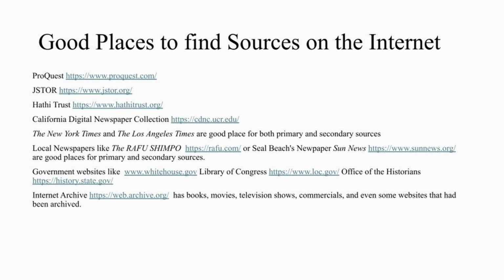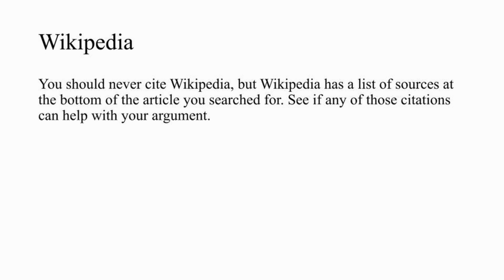Internet Archive is a great place because it has books, movies, television shows, commercials, and even some websites that have been archived. I'm sure you've heard this before and you're going to hear it again. Do not cite Wikipedia. But Wikipedia is a great place to go and look and see what sources they found. There may be some great primary sources in there you can use yourself, but use those primary sources or secondary sources from that page. Do not cite Wikipedia, because anybody can go on Wikipedia and change it.